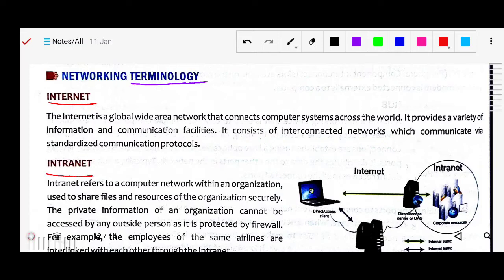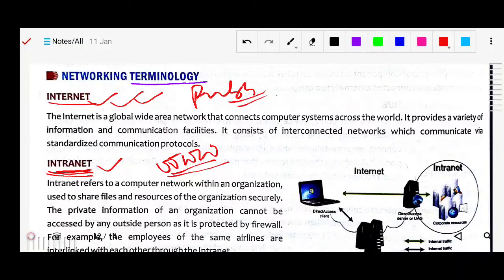About this intranet I already taught in your previous class. So what is that? Intranet is the smaller form of the internet, and it is used by private persons, like some company or some organization, they are using their own internet, but both have the same concept. It is also based on www, the world wide web concept. The internet is also designed on this, but the internet is for public use.